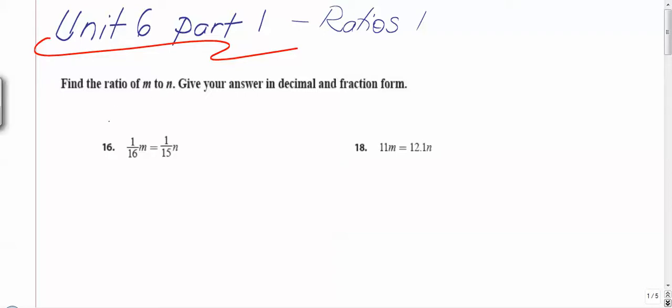Let's see problem number 16 and 18 from your book. Find the ratio of m to n. Give your answer in decimal and fraction form. Okay, problem number 16. 1 over 16m equals 1 over 15n. What can we do? Remember, you have to find the ratio of m to n, which is actually m over n.